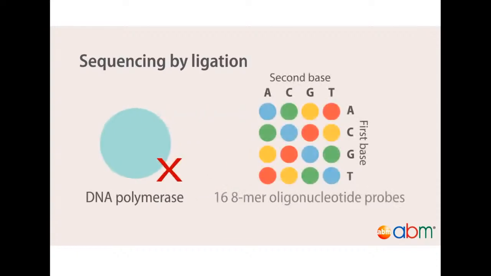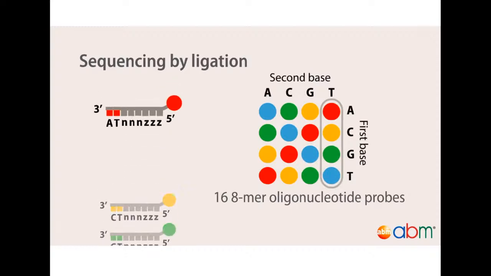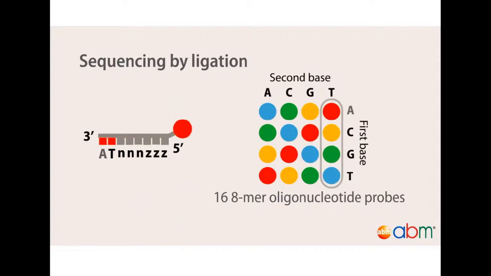Sequencing by ligation is different from the other two methods, since it does not utilize a DNA polymerase to incorporate nucleotides. Instead, it relies on 16 octamer oligonucleotide probes, each with one of four fluorescent dyes attached to its 5' end that are ligated to one another. Each octamer consists of two probe-specific bases and six degenerate bases.